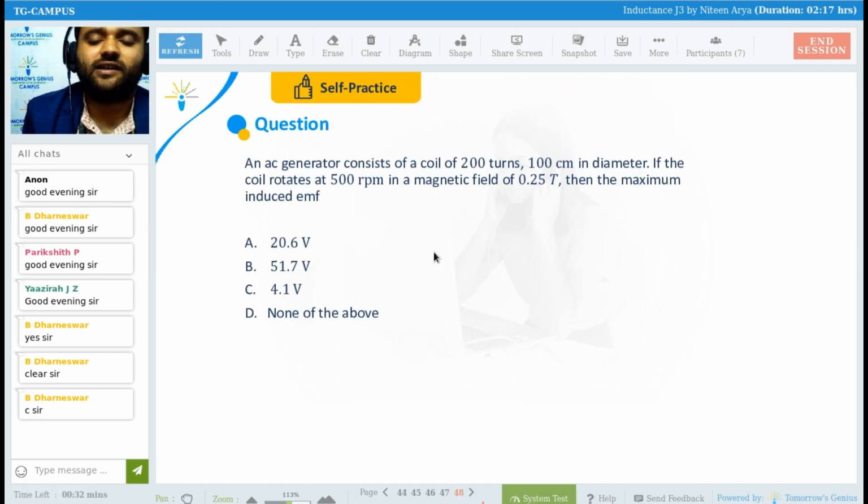Moving ahead, an AC generator consists of a coil, 100 centimeter in diameter. The coil rotates with this RPM. RPM is rotations per minute. In a magnetic field of this, what is the maximum induced EMF? Tell me, this one is easy. This one we already did. EMF is rate of change of flux. So I think you get it.